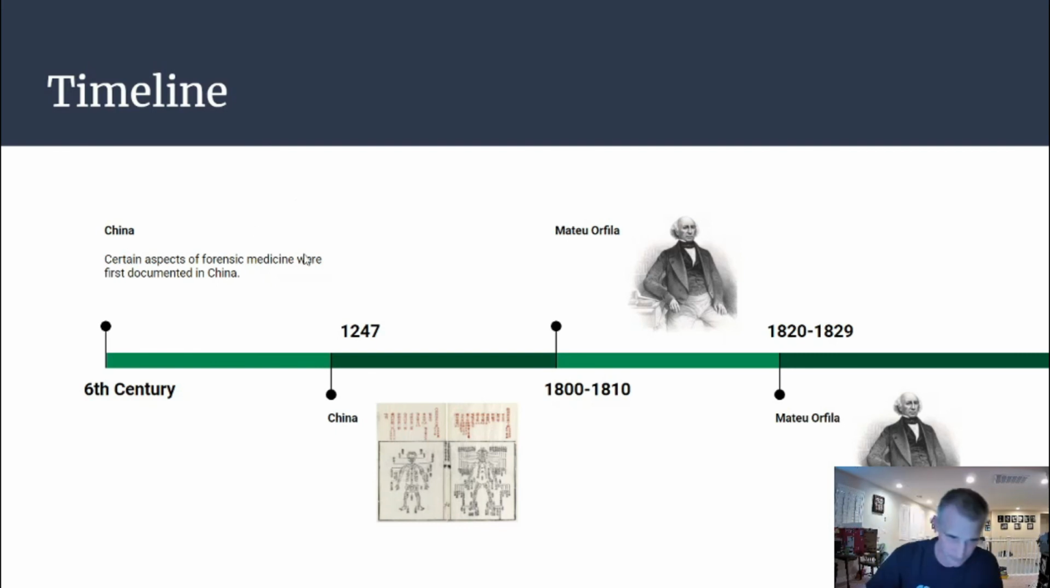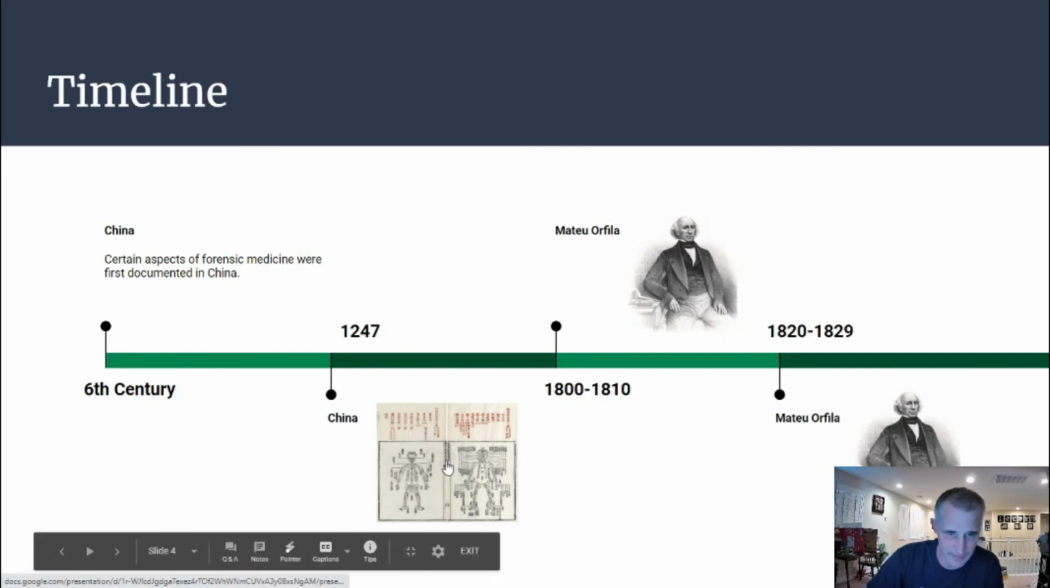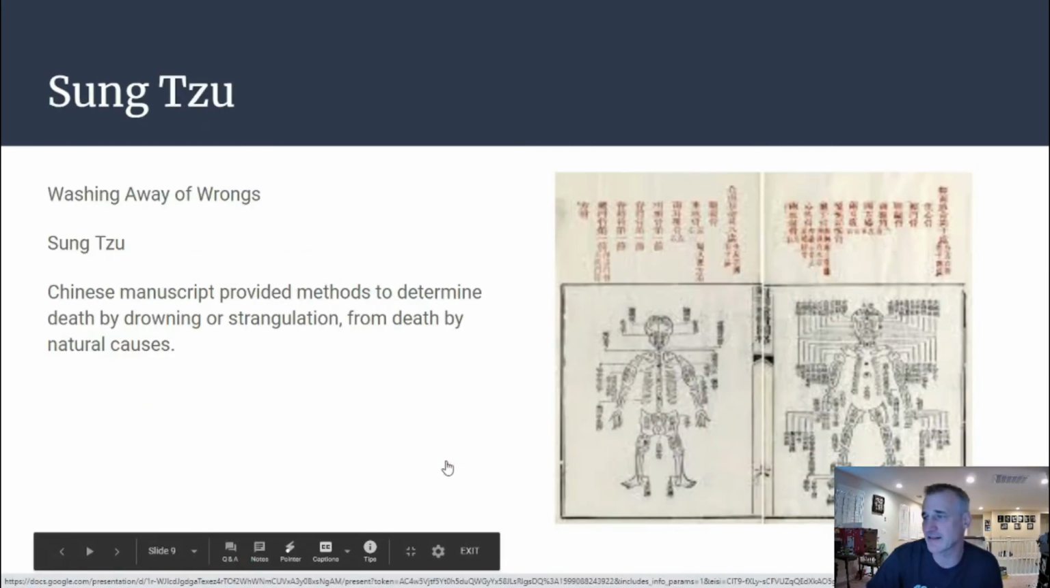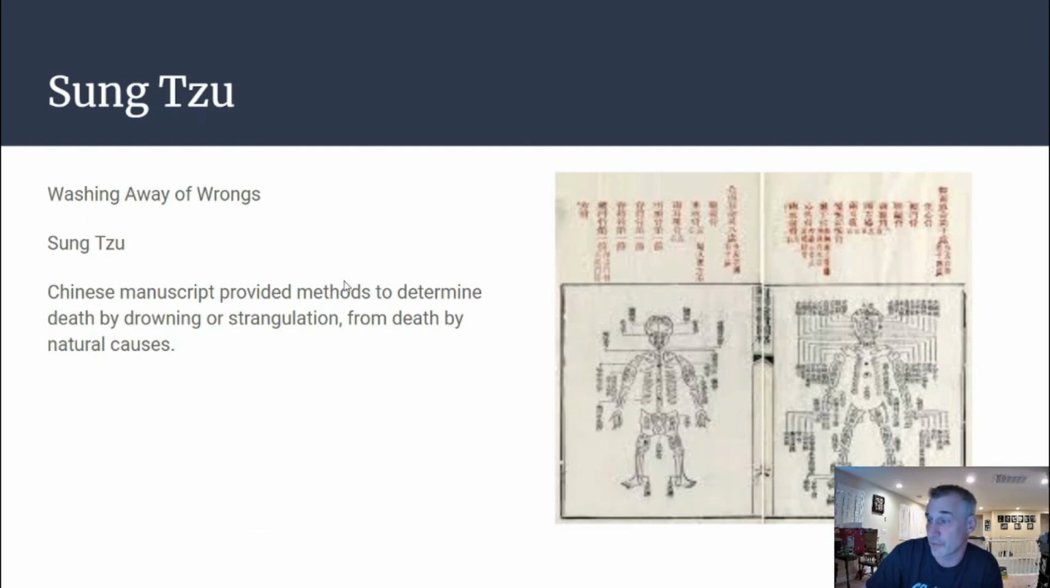Around 1247, you actually had something called the Sung Tzu, which is the washing away of wrongs. This is a Chinese manuscript that provided methods to determine death by drowning or strangulation, right? And you could tell them apart, and you could tell them from the deaths caused by natural causes.